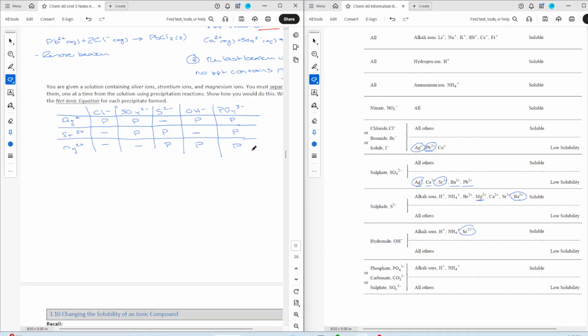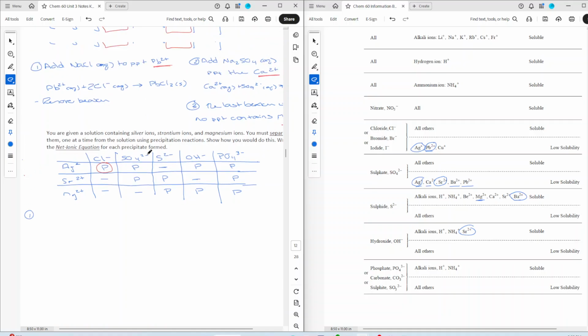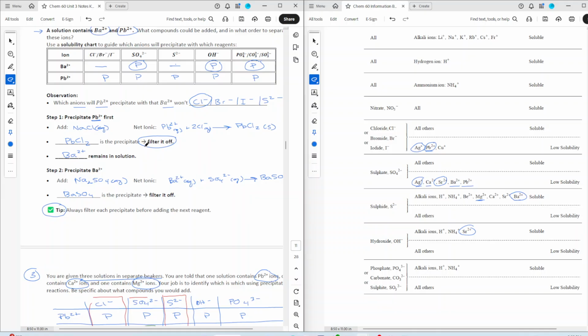Okay, then we have to figure out how can we isolate one of the species first. So the idea is you're going to look for the anion that precipitates with only one of the cations. So that's going to be chloride, right? Chloride precipitates out silver, but nothing else. Everything else precipitates out more than one species. So the first thing you're going to do, and follow this example here, right? Add sodium chloride, net ionic equation. Blank is the precipitate, filter it off, and then figure out what's still remaining in solution.